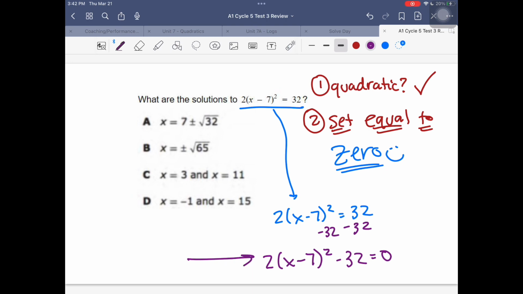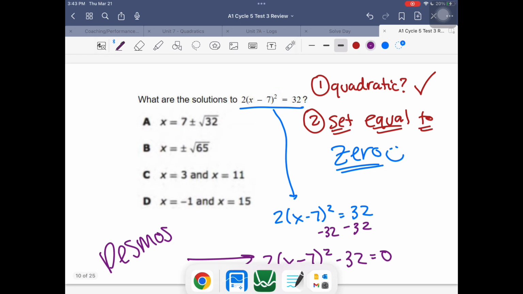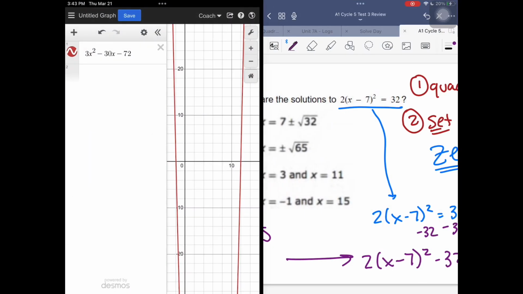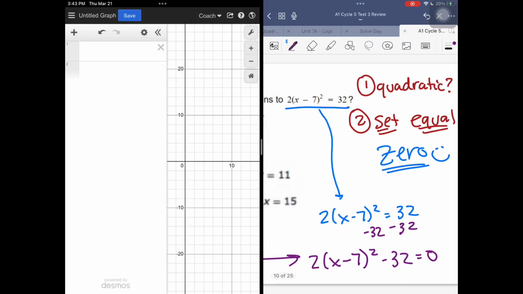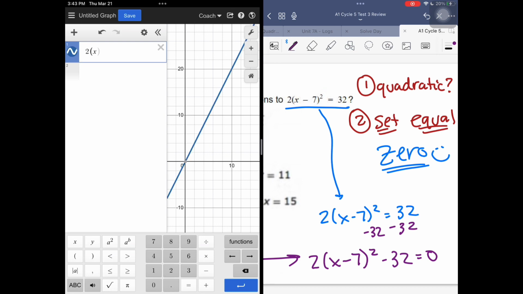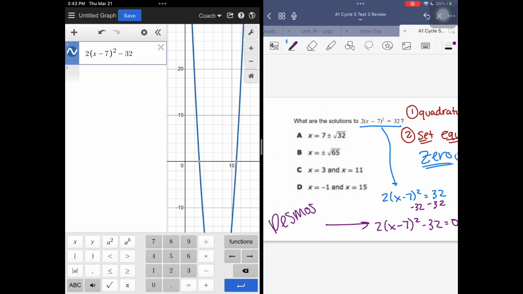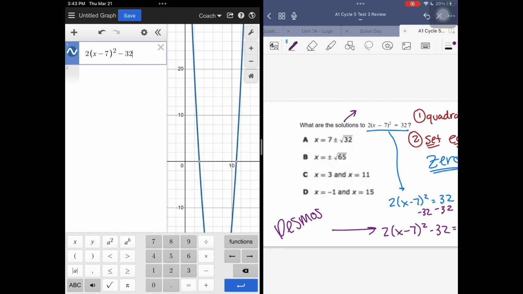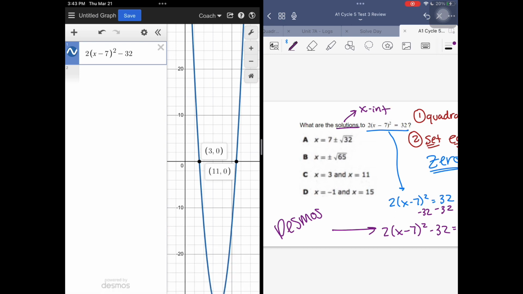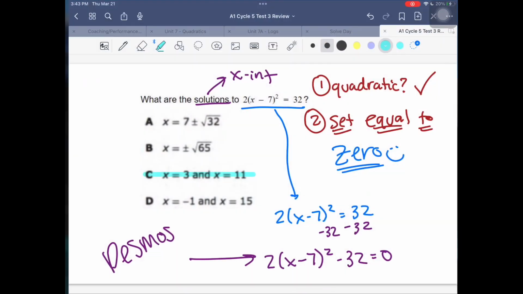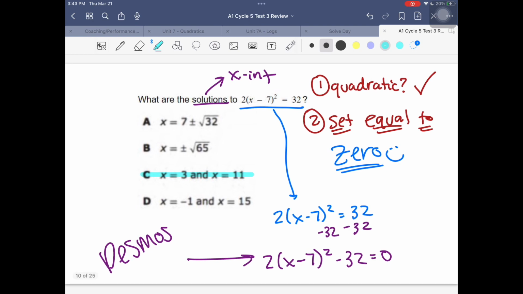This goes into Desmos, my friends, because it said equal to 0. So let's go ahead and do that. We have 2x minus 7 squared minus 32. It's asking for the solutions, which also means x-intercepts. Let's look: 3 and 11. Look, easy money. 3 and 11. Perfect. At one point you're going to have to do this by hand, but I'll show you in a little bit.